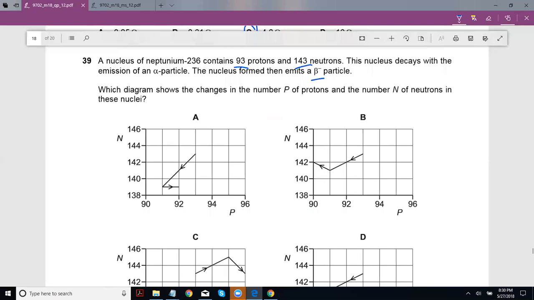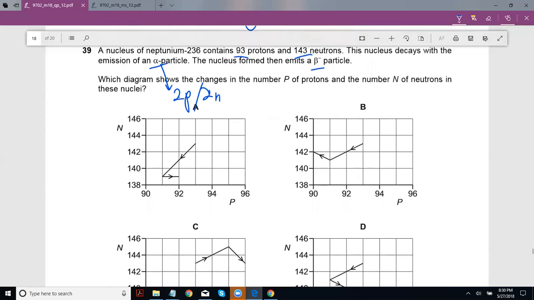So, if you emit an alpha particle, what is an alpha particle? It's like helium, right? So two protons and two neutrons. So two protons and two neutrons less, basically. So that's what you want.